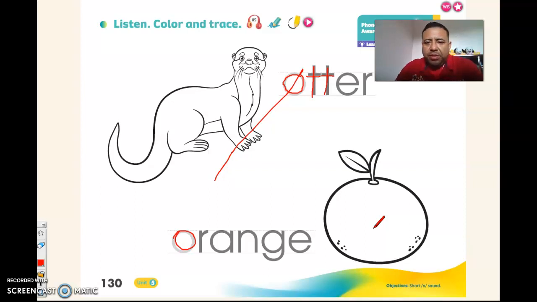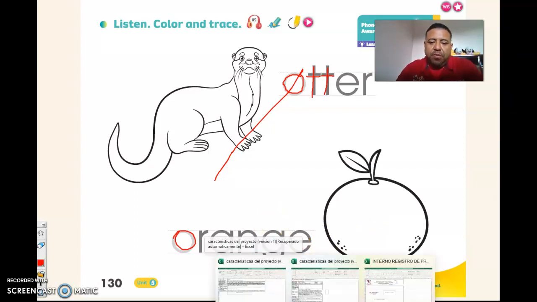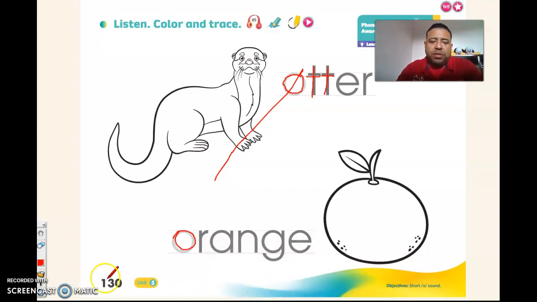¿Ok? Entonces, vamos a seguir practicando con esta letra. Así que muy pendientes. Y nos vemos entonces el día de mañana, tomorrow, Thursday.